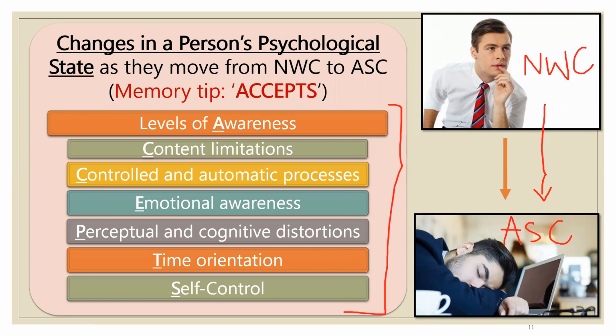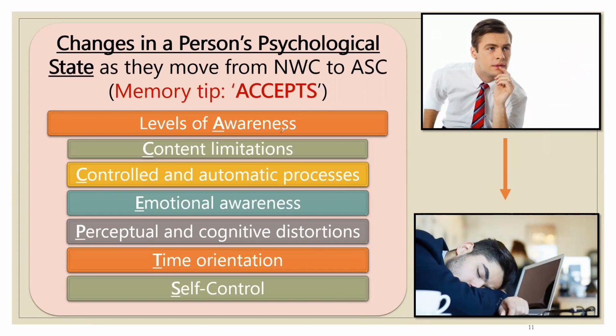Now, your book gives you a nice memory tip for learning these, which is ACCEPTS. A for levels of awareness, C for content limitations, C for controlled and automatic processes, E for emotional awareness, P for perceptual and cognitive distortions, T for time orientation, and S for self-control. So just use that memory tip to help you remember what they are.